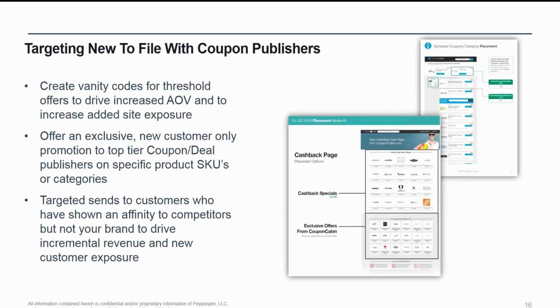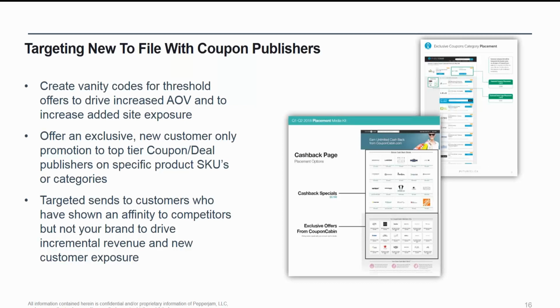So we'll take a look at targeting new to file with coupon publishers. So a couple key tactics that you can take a look at when you're working with these types of publishers is to create vanity codes or maybe threshold offers if there's a certain sale amount that you're looking for to increase your average order value. Maybe offer them an exclusive code. Maybe it's for only new customers or for top deal sites, and maybe only with specific product SKUs or categories.